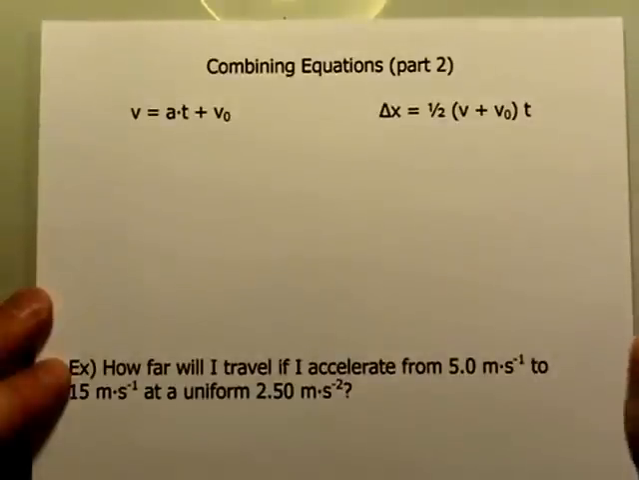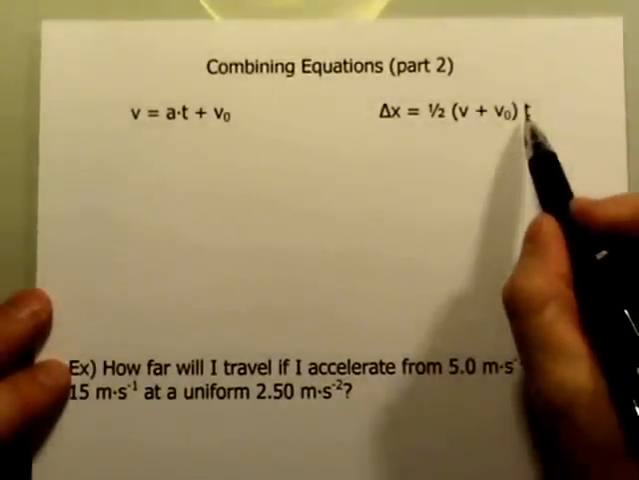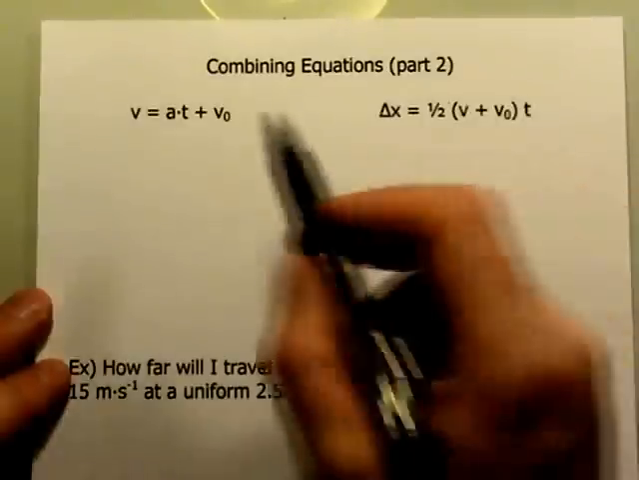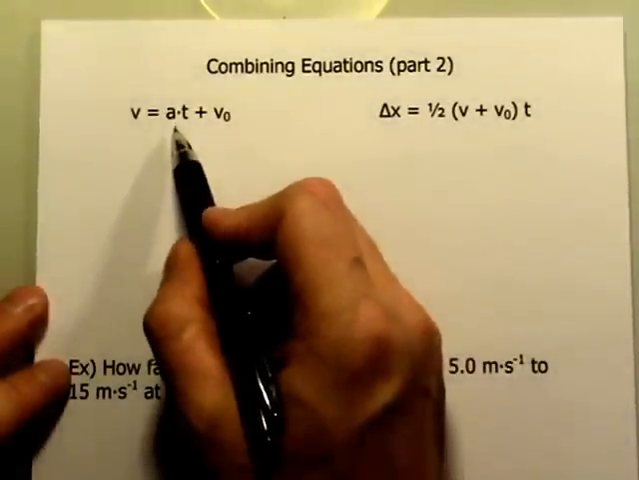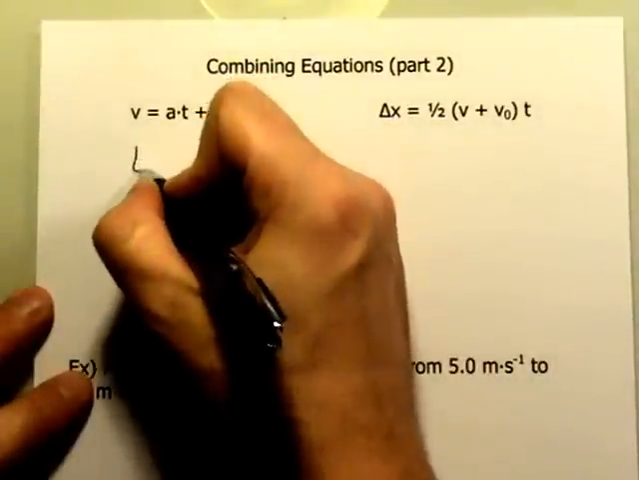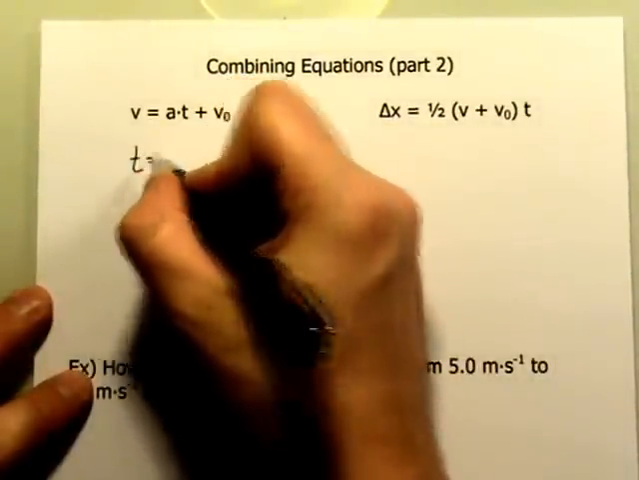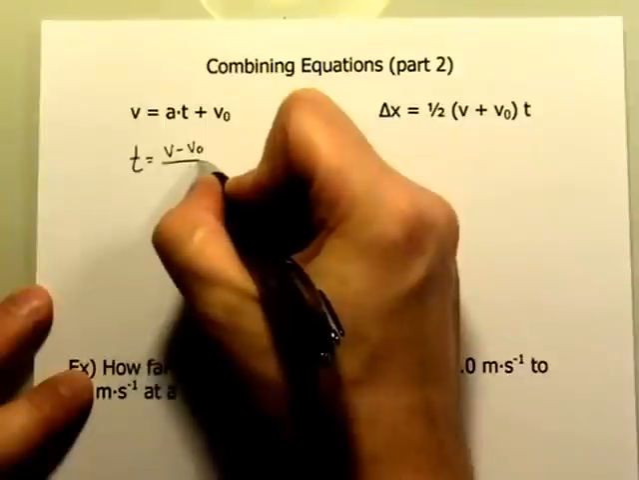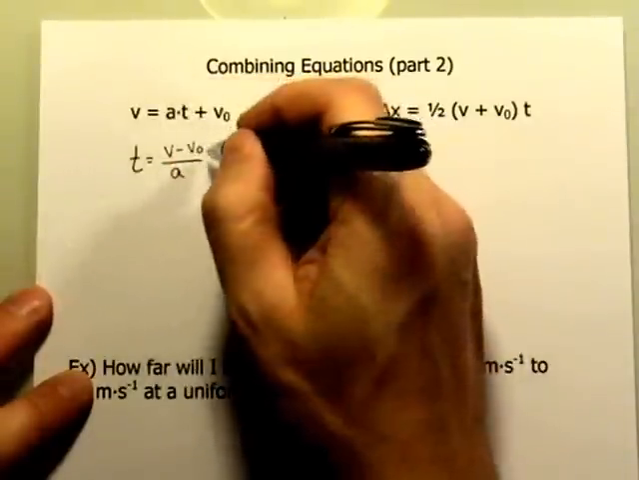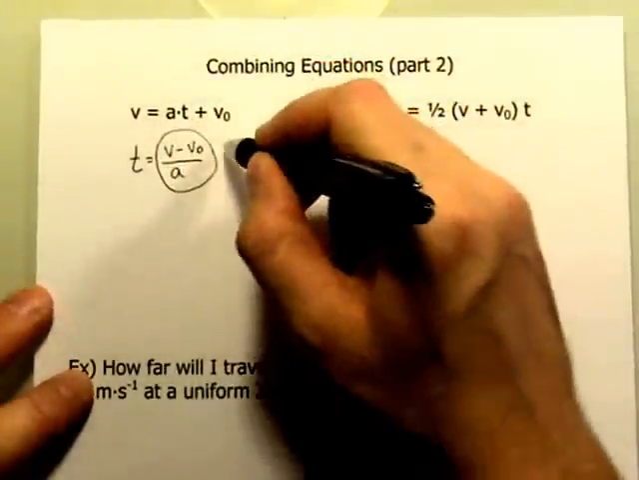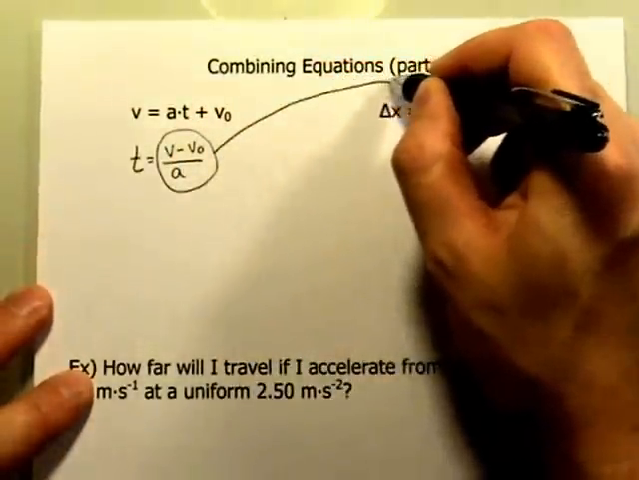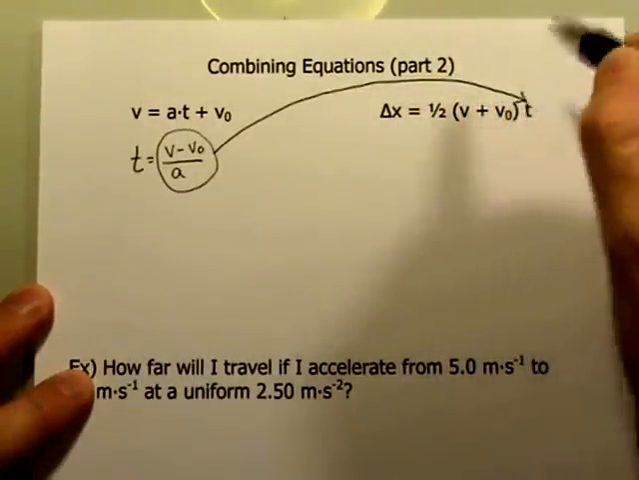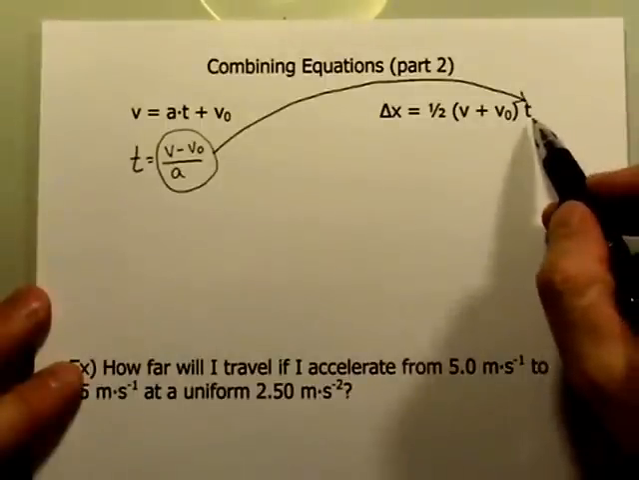Now what we're going to do in this one is substitute for the time in this equation. In order for me to substitute for time, I'm going to need to clean this one up over here and solve for t. I'm not going to do the algebra, I'm just going to give you the final answer. That's going to be v minus v naught divided by a. And I'm going to take that and bring it over and substitute it for that time.